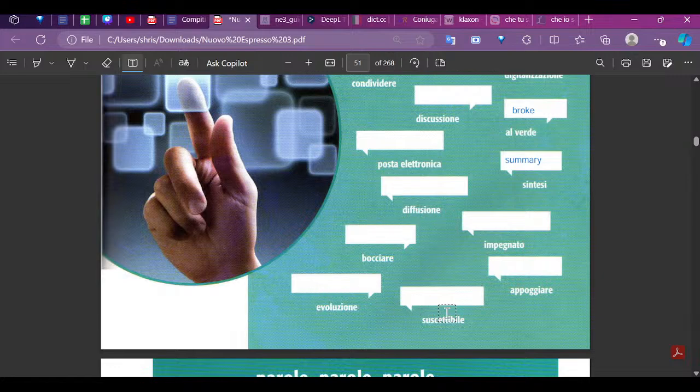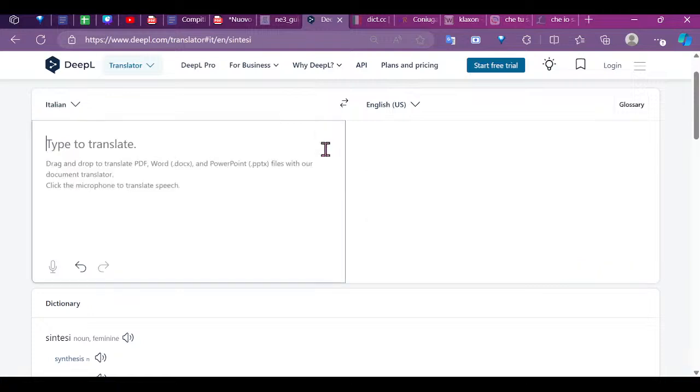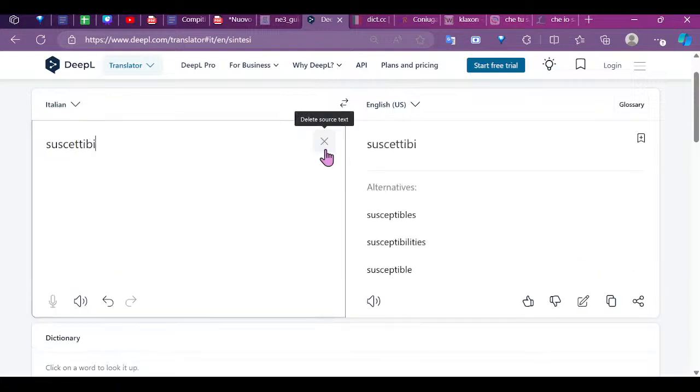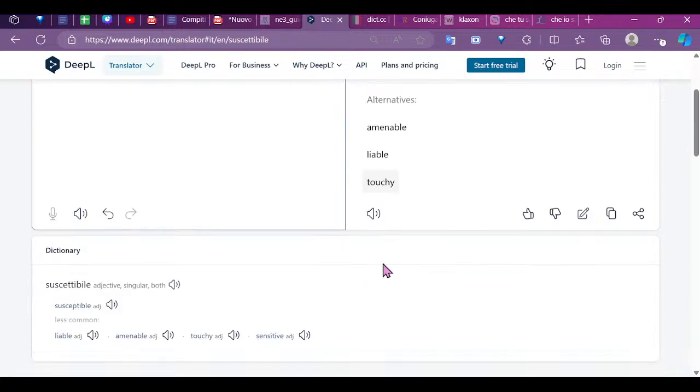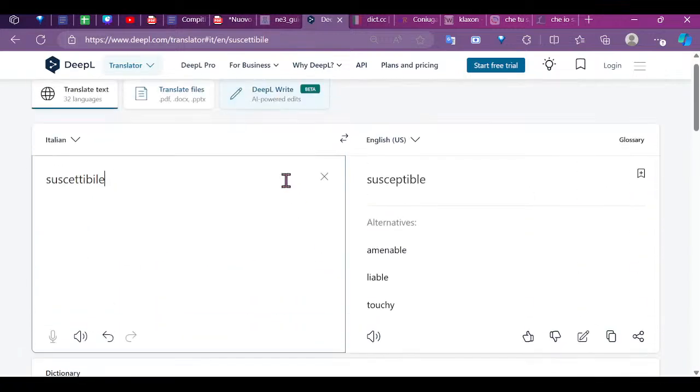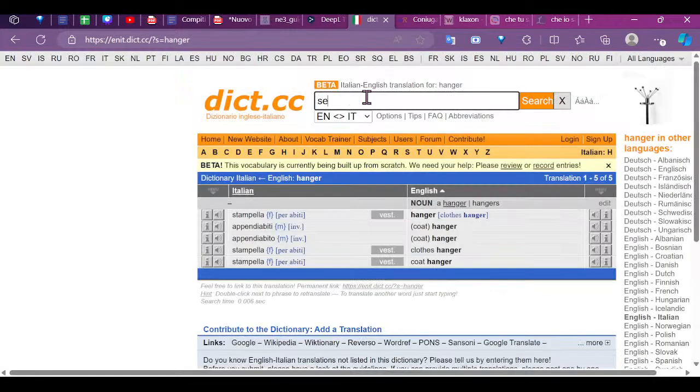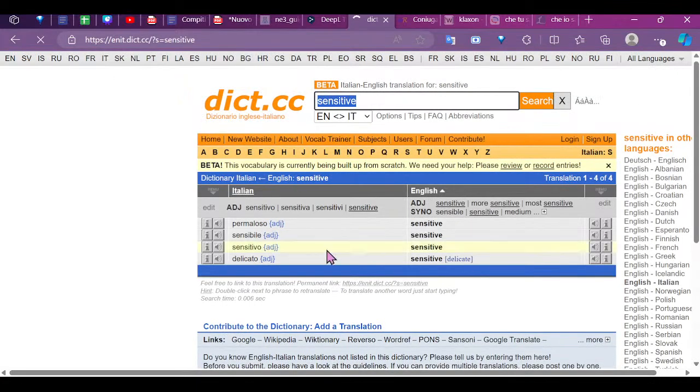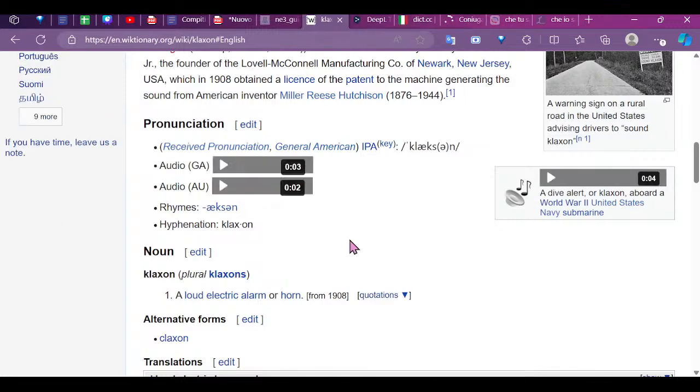Bocciare. Suscettibile is susceptible. I don't know, but let me check for sure. Yes. Liable, touchy, sensitive. Okay, sometimes it's better to check, although dict.cc really isn't the best. I'm trying to find an alternative. So far you do have the option of just using Wiktionary, which is also a great resource.